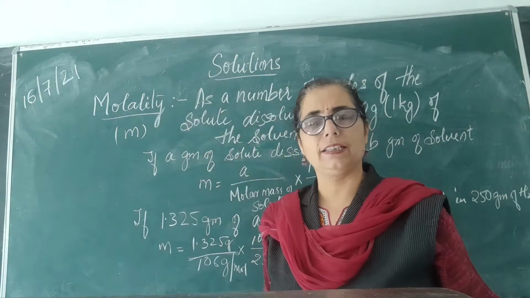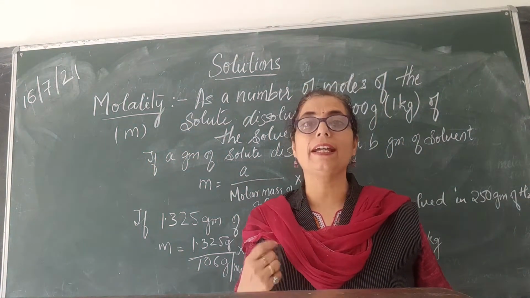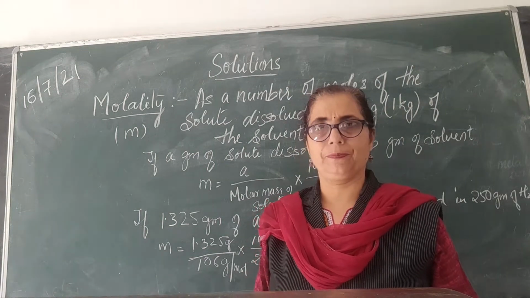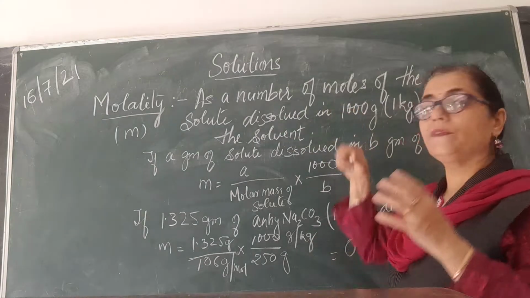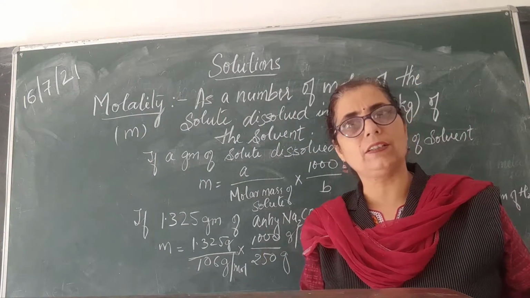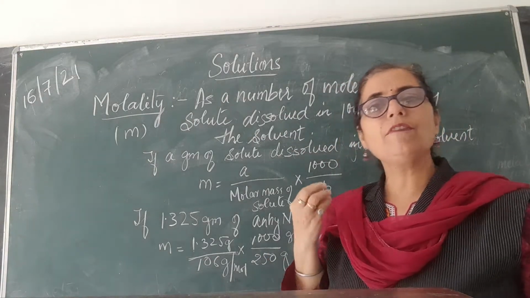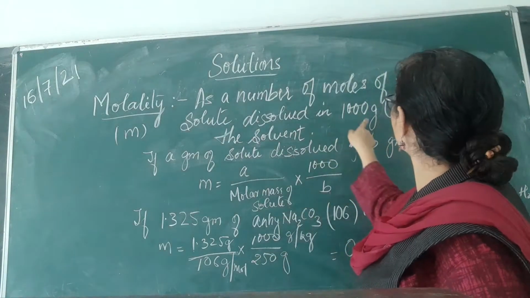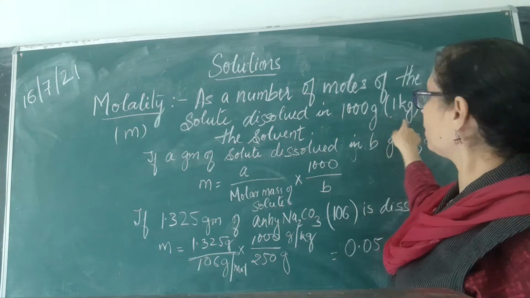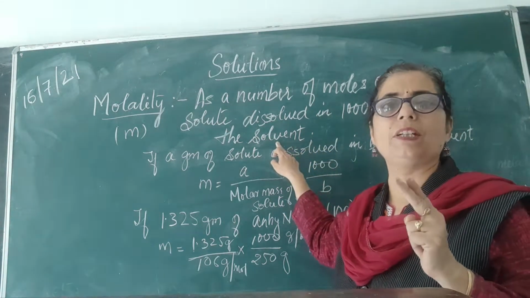Now what is molality? There is a very slight difference between molarity and molality. Molality is the number of moles of solute that is dissolved in 1 kg of solvent. These two things you have to keep in mind.